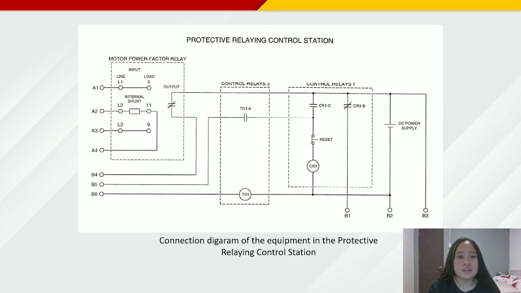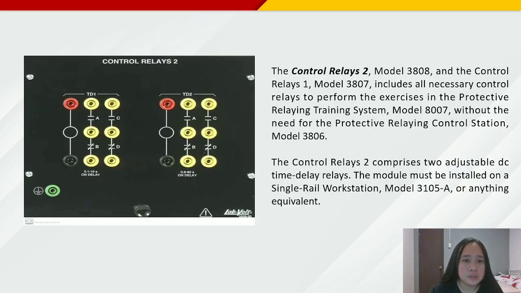The next circuit that I'm going to show to you is the connection diagram of the equipment in the protective relaying control station. So here we are going to use a motor power factor relay, control relay 2, control relay 1, a DC power supply, and so on. So what is control relay 2?